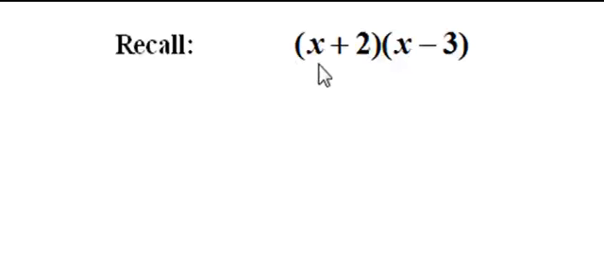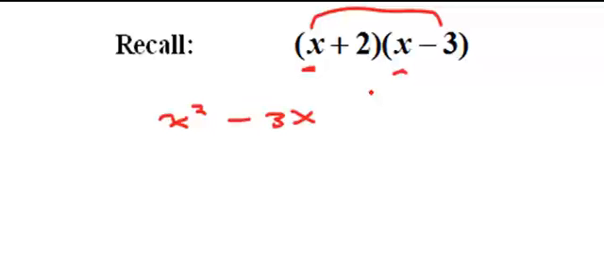In this problem, we have a binomial times a binomial. We have two terms times two terms. So what do we do? We FOIL. The first times the first is x squared. The outer times the outer is minus 3x. The inner times the inner is plus 2x. And the last times the last is negative 6.